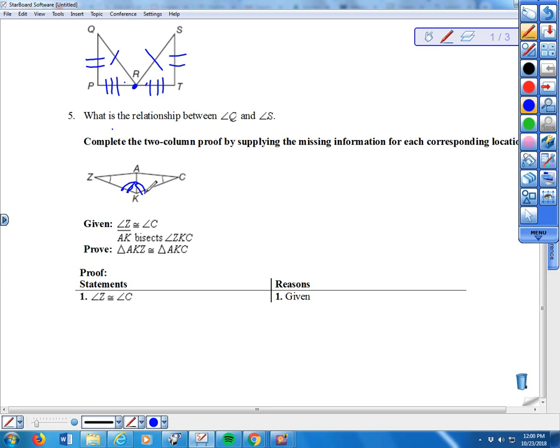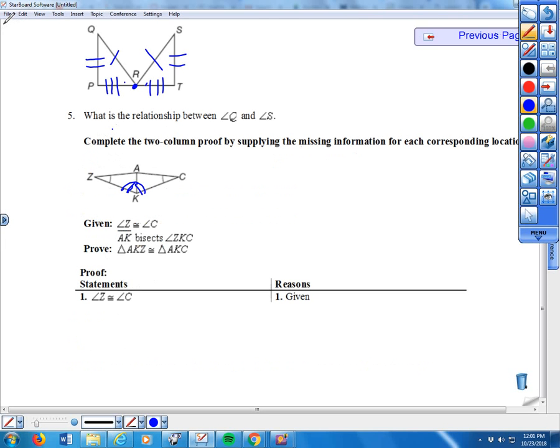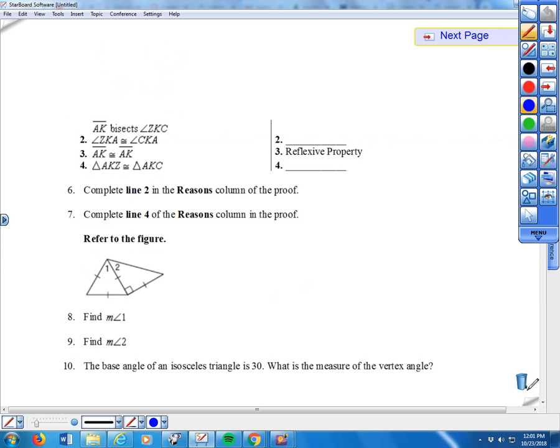Okay, so first off, I go angle Z is congruent to angle C. It's given. And this is going to be a pain because I'm going to have to go back and forth. And that AK bisects ZKC. The next one says angle ZKA is congruent to CKA. Why can I mark that up? Definition of angle bisector. That's all you had to put there. Then it says AK is equal to itself. Reflexive property.